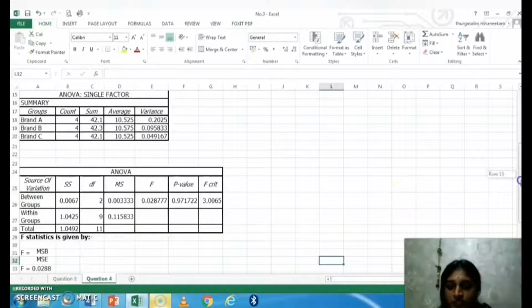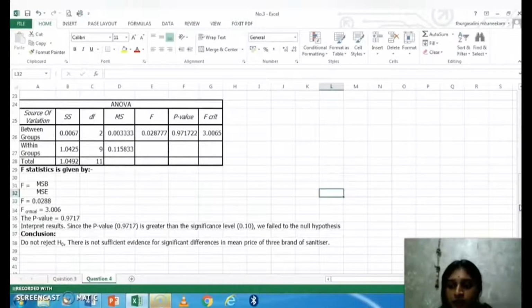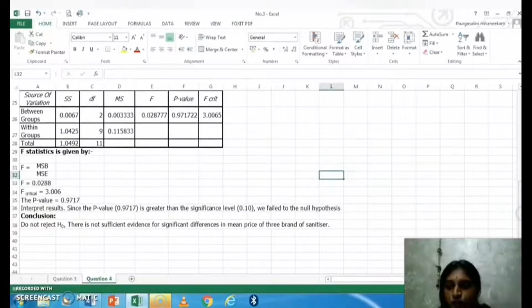So now let's take a look. The F statistic is given. The formula is MSB divided by MSE, which equals 0.0288, and the F critical is equal to 3.006. Then we get the p-value. The p-value is equal to 0.9717.